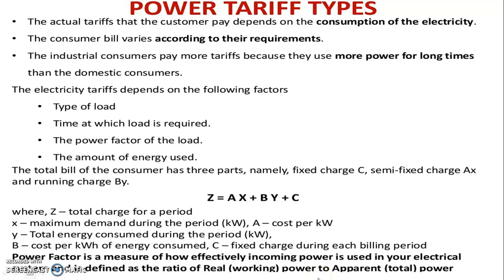Next topic is power tariff and its types. The actual tariff that the customer pays depends on the consumption of the electricity. The consumer bill varies according to the requirements. The industrial consumer pays more tariff because they use more power for long times than the domestic consumers.